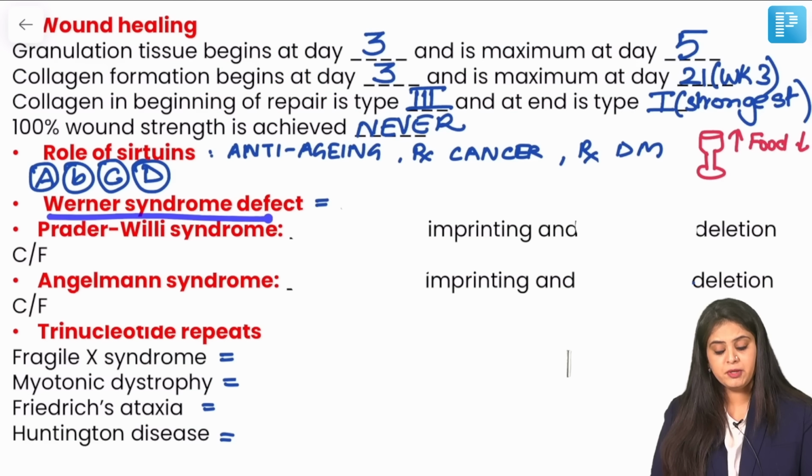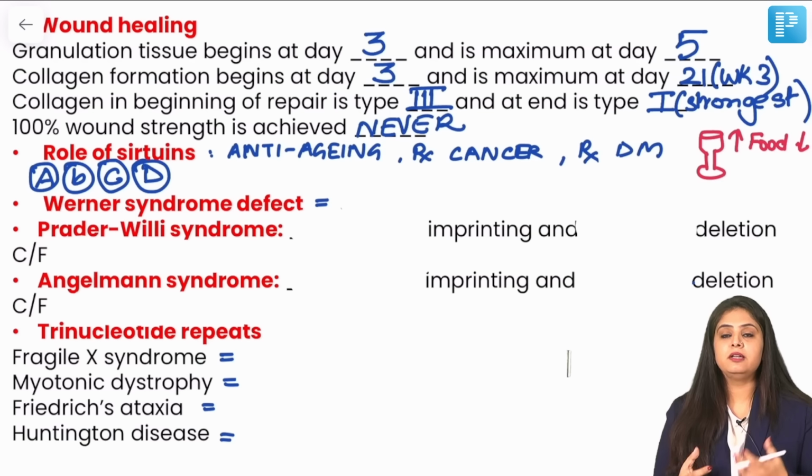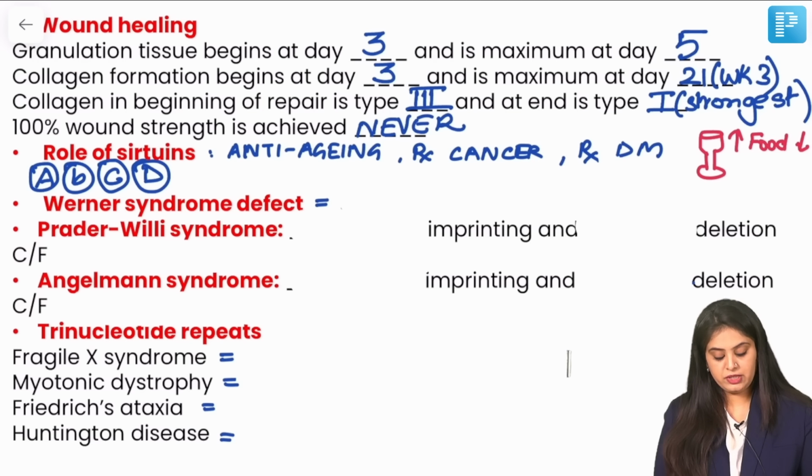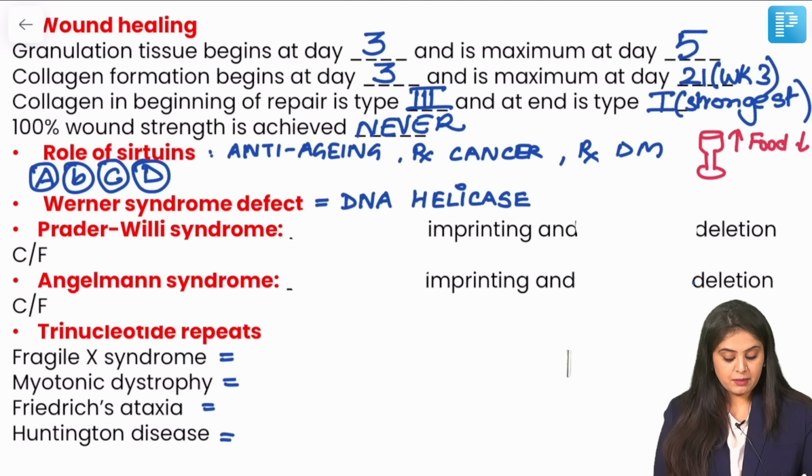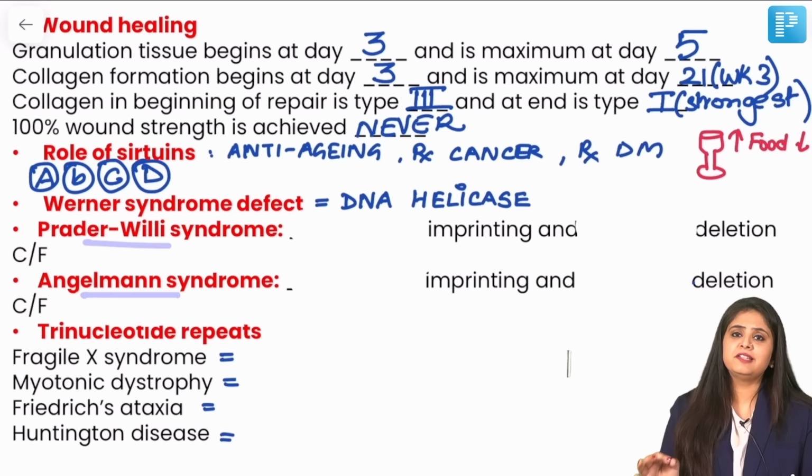Coming to the next, because we're talking about aging, it's Werner syndrome. Now, Werner syndrome is aging very fast, premature aging. The NEET PG question was, what is it a defect in? Answer is DNA helicase.